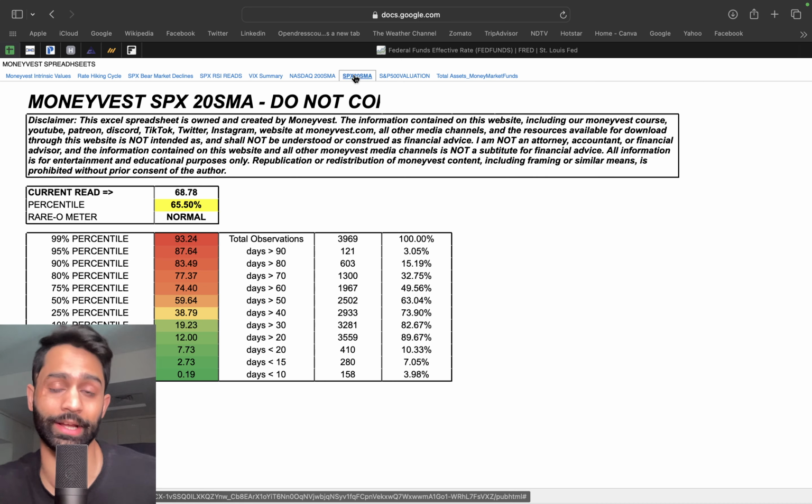This is the data that we like to look at to better understand the dynamics around market sell-offs, bear markets, and recessions so that you can make more confident, better informed decisions when it comes to your own investing journey.